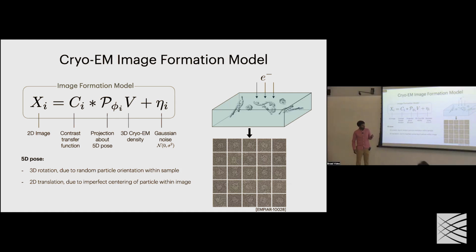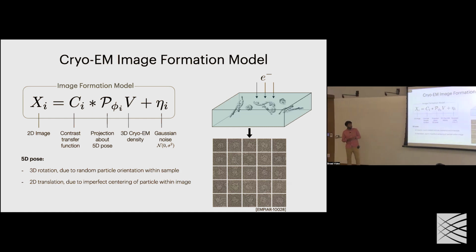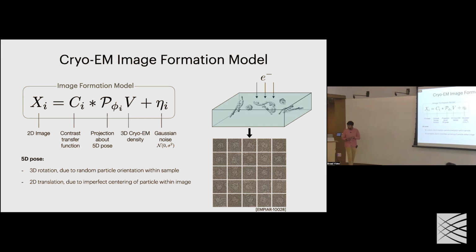Any one of these images is obtained by projecting that volume along some direction, some angle. That angle I'm going to call phi i, and P is just the projection operator, essentially integrating or summing across that volume. That image is then corrupted with the contrast transfer function, which describes the aberrations of the microscope. And then finally, we add Gaussian noise. This noise corresponds to shot noise of the microscope detector, owing to the quantum random nature of electrons. That forms one image, which we denote by x_i.